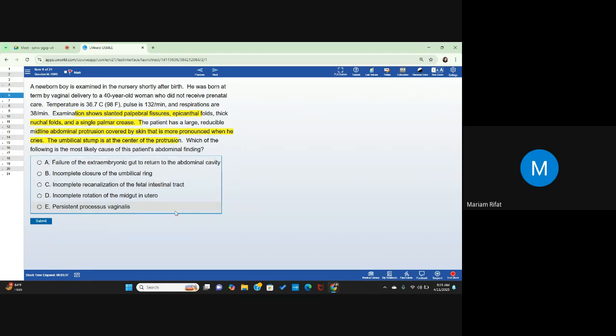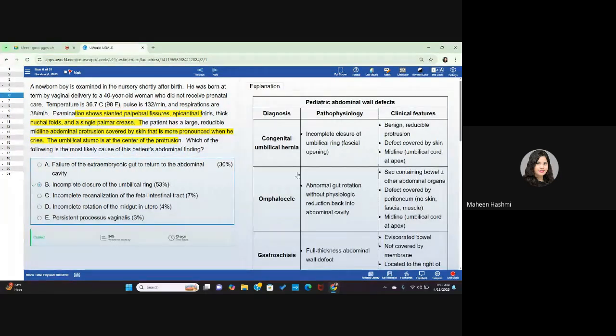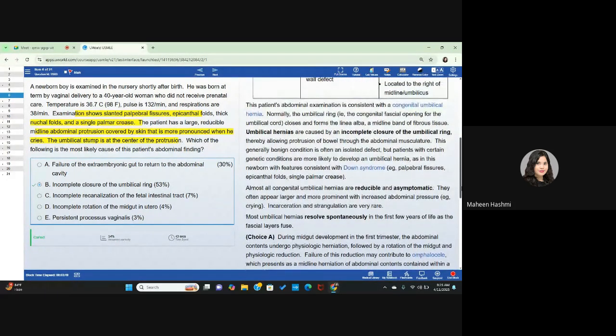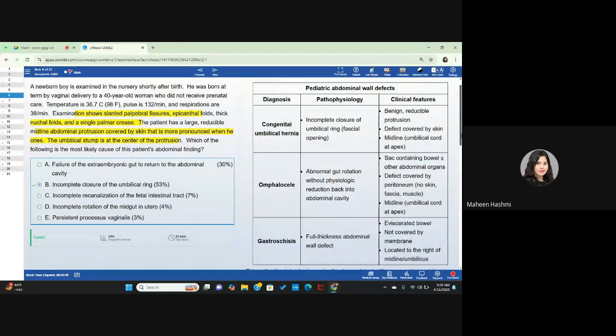That's not congenital diaphragmatic hernia, but rather because of the incomplete closure of the umbilical ring. B. Yeah, B. All right. So we know that they're talking about congenital umbilical hernia. Again, how do we differentiate congenital umbilical hernia from omphalocele and gastroschisis?